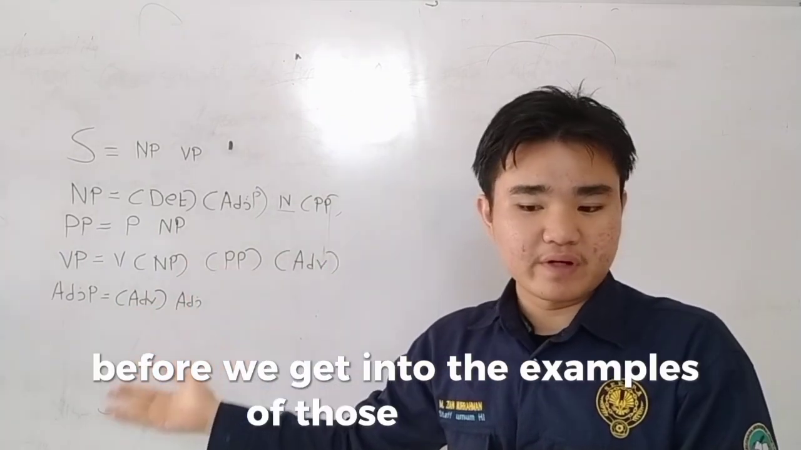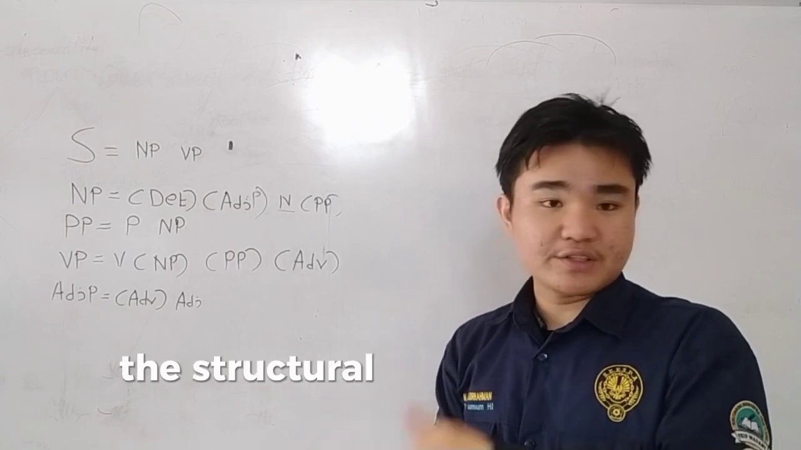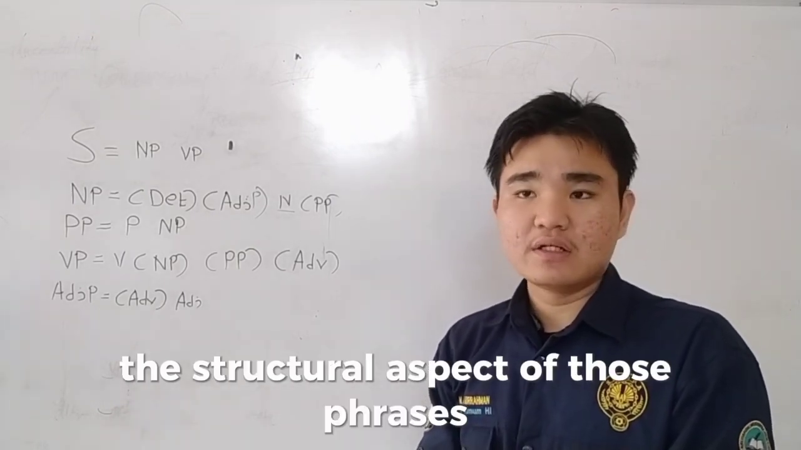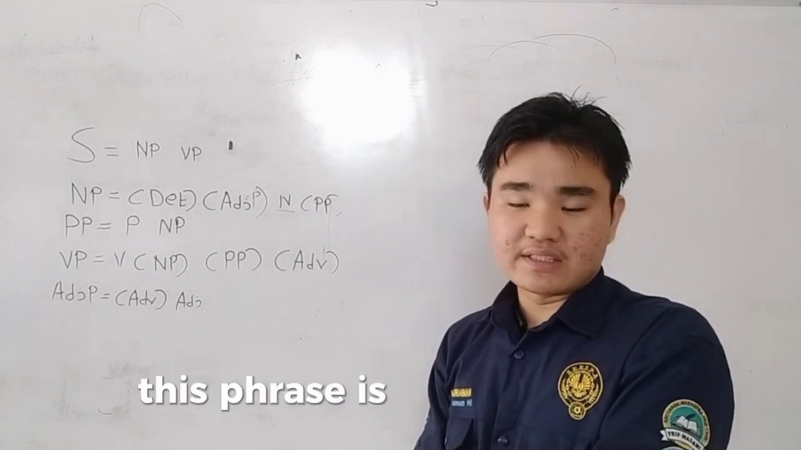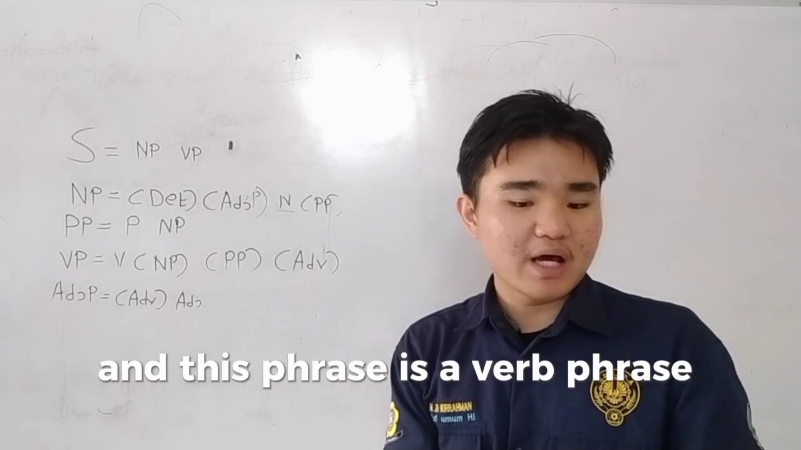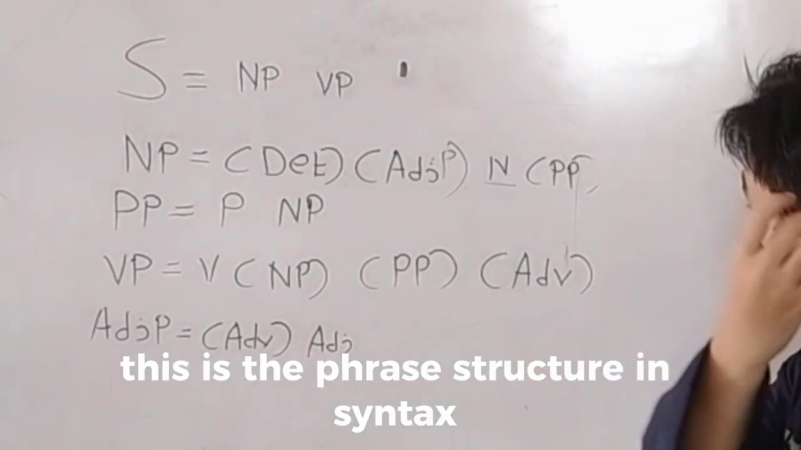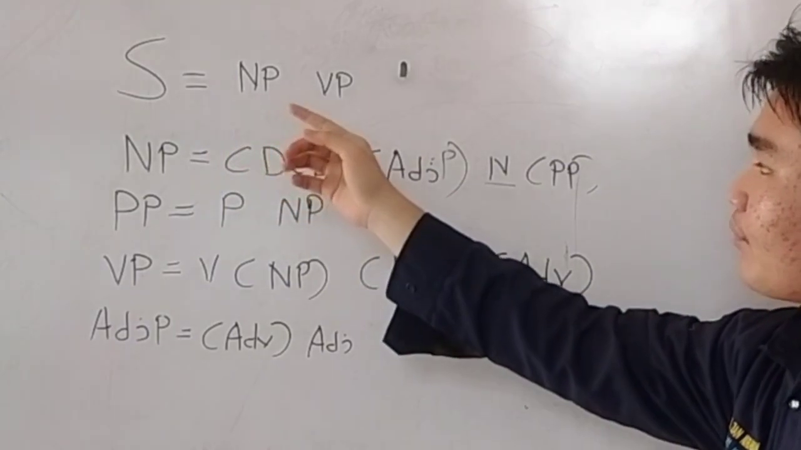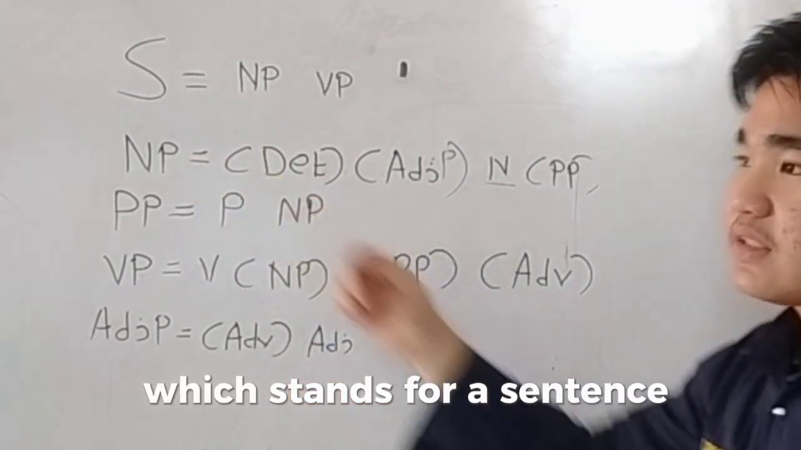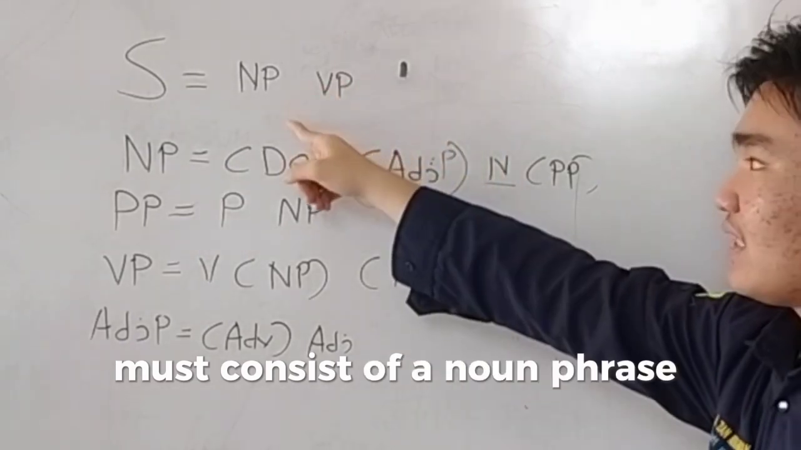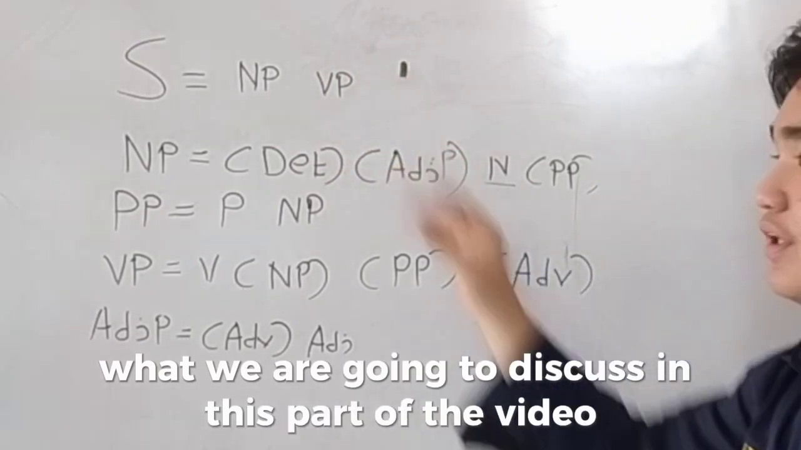But before we get into the examples of those phrases, I believe it's best if we understand the structural aspect of those phrases, so that we do not just decide and assume this phrase is a noun phrase and this phrase is a verb phrase blindly. This is the phrase structure in syntax. We have S equals NP VP, which stands for a sentence must consist of a noun phrase and a verb phrase. That's what we are going to discuss in this part of the video.